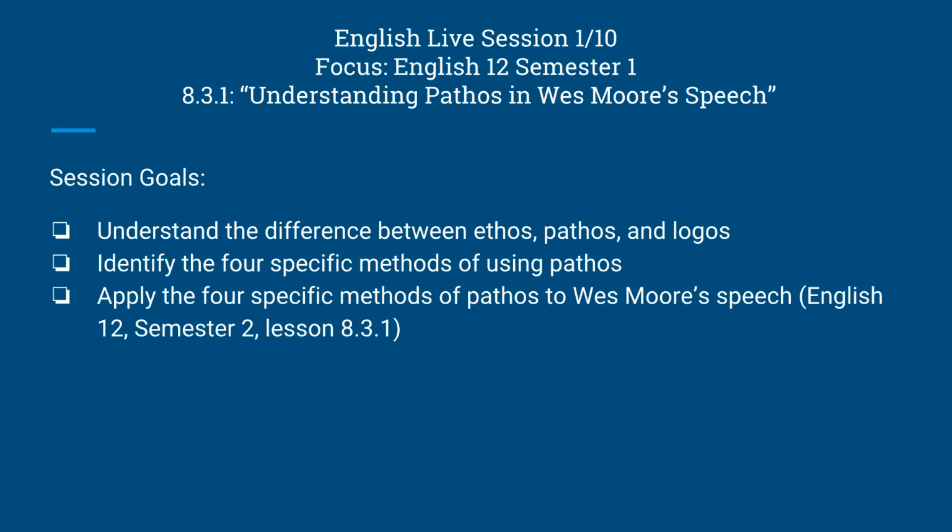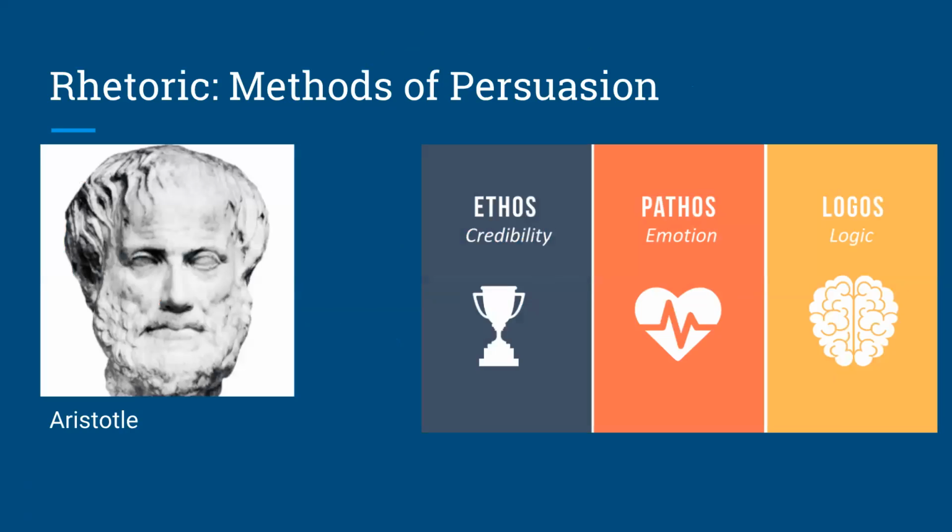So, okay, to get started, just a quick review of the 3 methods of persuasion. When we say persuasion, we mean how do we get other people to agree with us? How do we get other people to go along with our ideas, do what we want them to do, all of those things. And persuasion comes in the case.